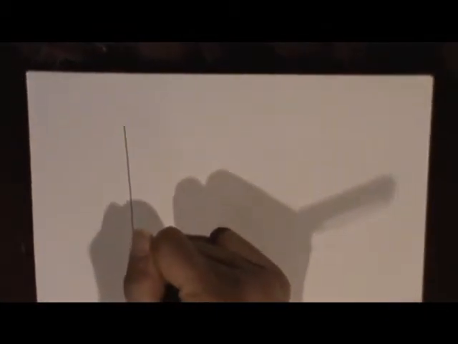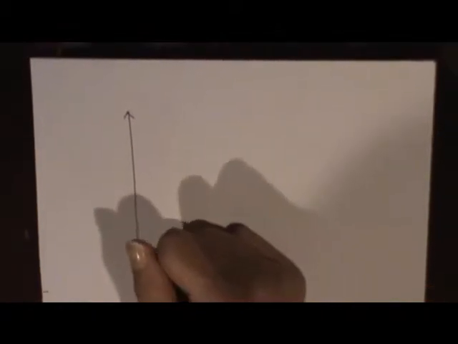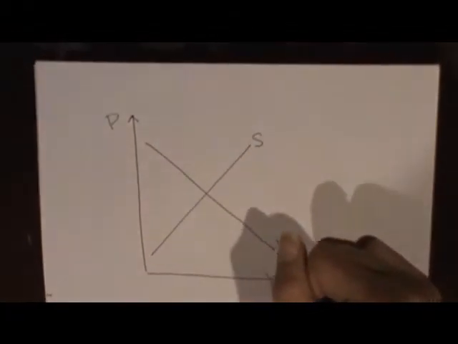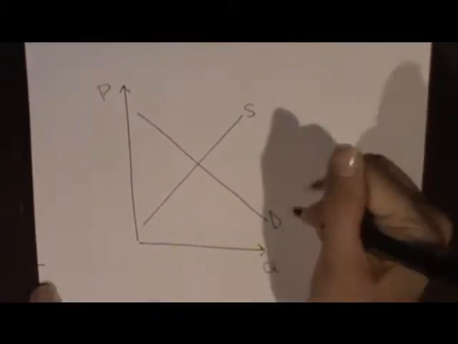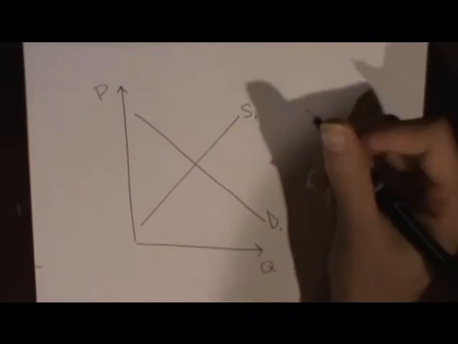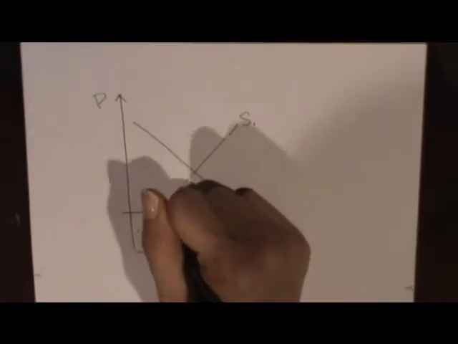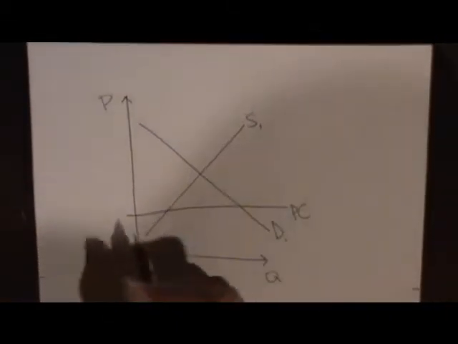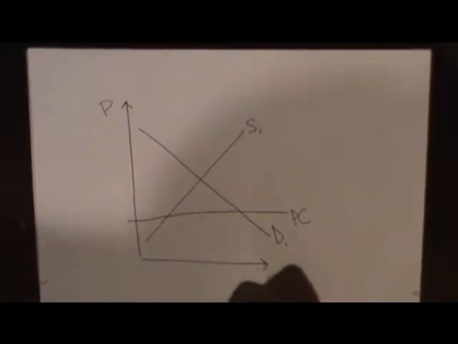Okay, now for the second part of this example, I want to show you how a price ceiling or price floor can change what we saw in that last graph. So again, as always, you start off with your axes, your price, quantity, supply, and demand curves. In this case, I am going to say that we have a price ceiling at this price.